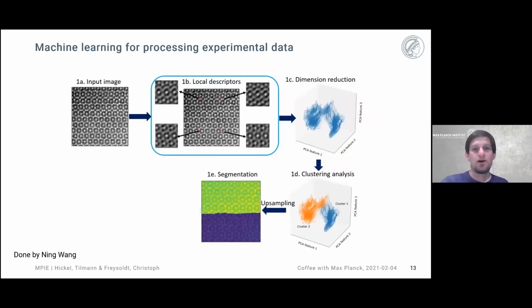Let's first have a quick look over the overall algorithm. What we basically have is an input image, in this case a 2D grayscale intensity map. We are going to use some local descriptors to describe how this pattern looks. Then there comes a standard machine learning machinery. We do a dimension reduction, which I'll explain in a minute, and we do clustering analysis to take apart these descriptors into distinct features. Then we use these distinct features to map out where these features are prominent.